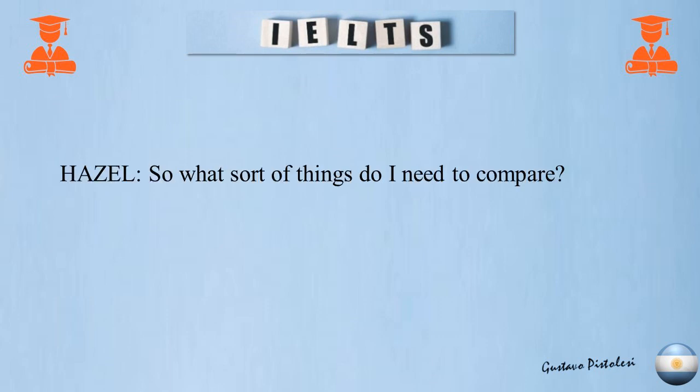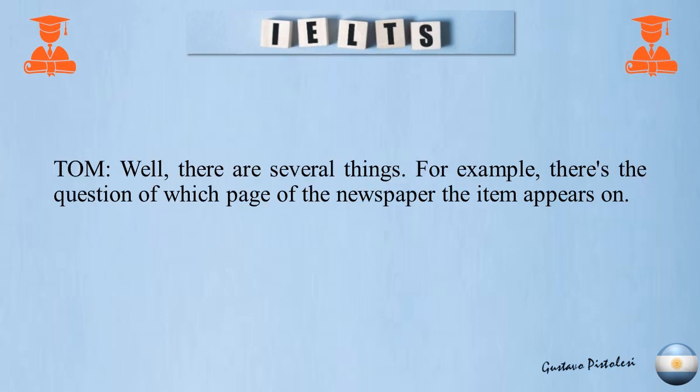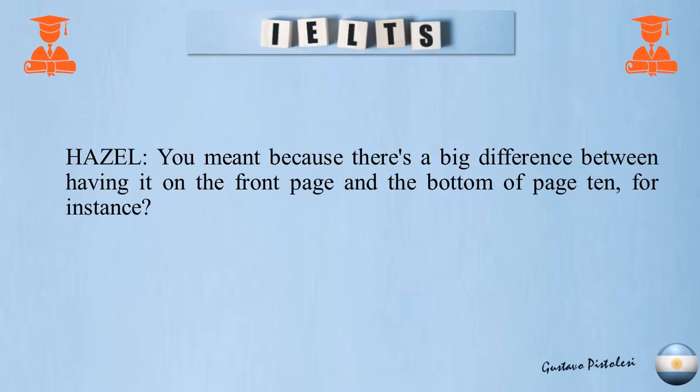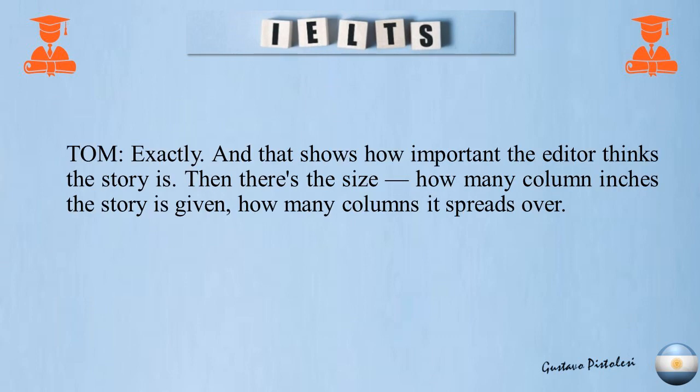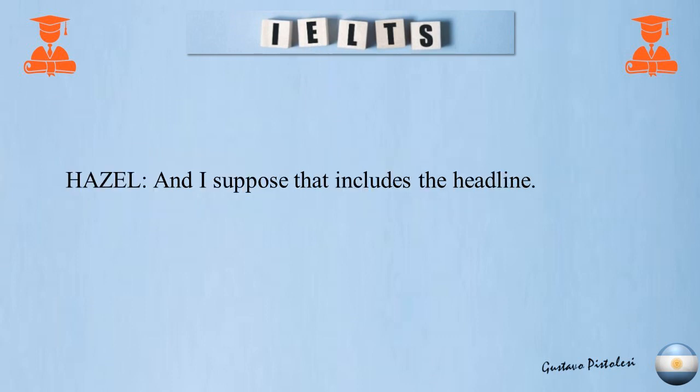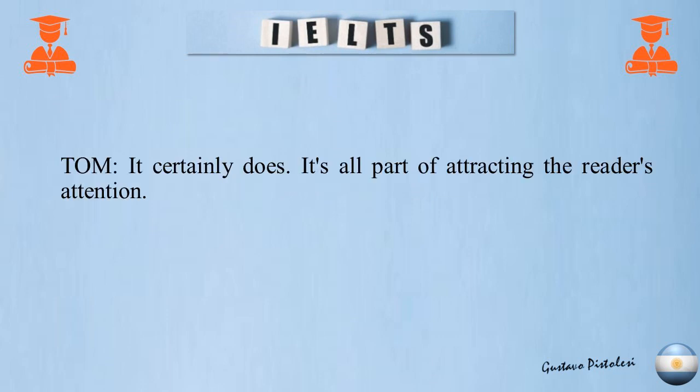So, what sort of things do I need to compare? Well, there are several things. For example, there's the question of which page of the newspaper the item appears on. You mean because there's a big difference between having it on the front page and the bottom of page 10, for instance? Exactly. And that shows how important the editor thinks the story is. Then there's the size. How many column inches the story is given. How many columns it spreads over. And I suppose that includes the headline. It certainly does. It's all part of attracting the reader's attention.